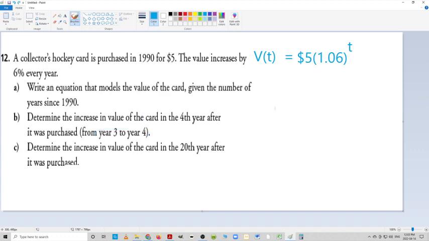Don't quite get that. Determine the increase in value of the card in the 4th year. So I guess they want to see how much it was worth from year 3 to year 4, so how much did it go up? So we need to find year 3 first.